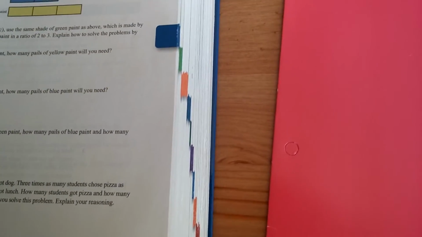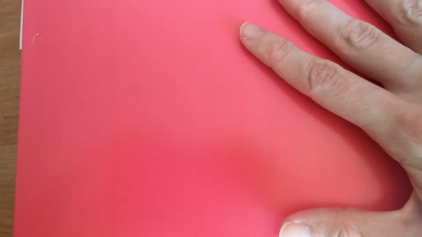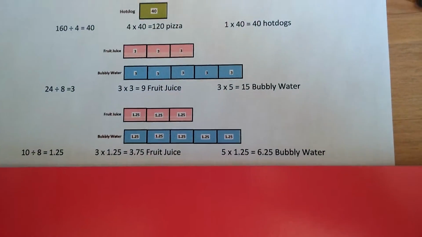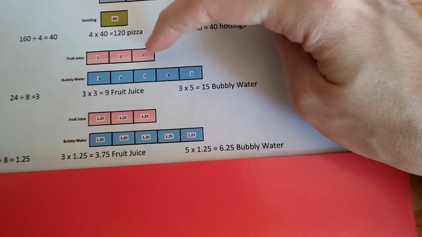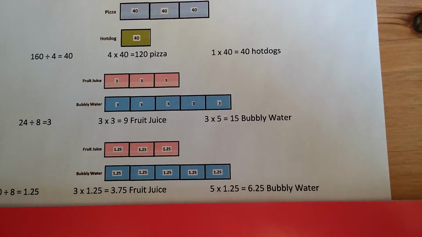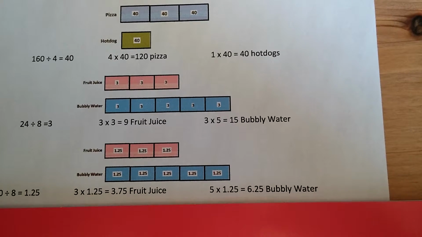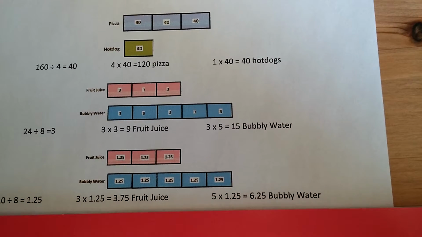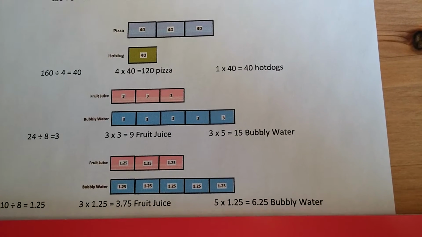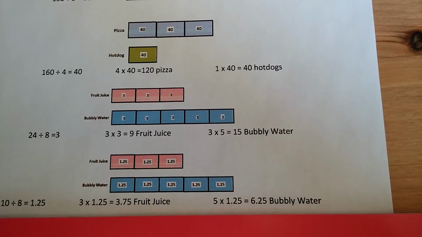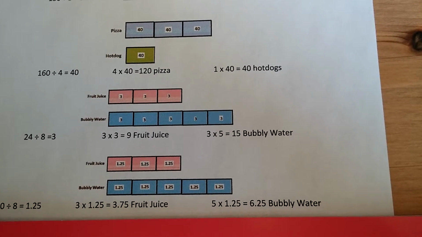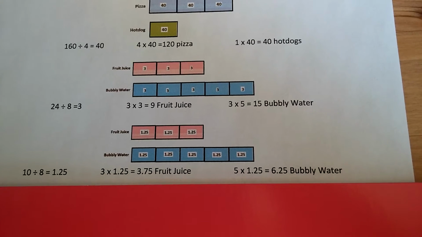So, for the first one, the top one right here, I went ahead and did 24 divided by 8 equals 3. And then we can solve the problem. For fruit juice, we know it's 3 times 3 equals 9. And for bubbly water, you solve 5 times 3 equals 15. That's the first one.